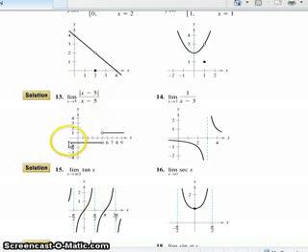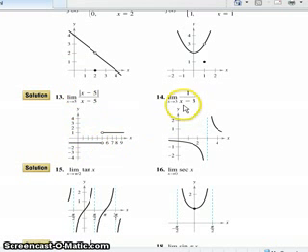As we're approaching 5 from the left, as our x value is approaching 5, our y value is negative 1. As we approach it from the right, our y value is 1. In order for the limit to exist, it has to equal the same value, which it doesn't. So the limit on this one does not exist.